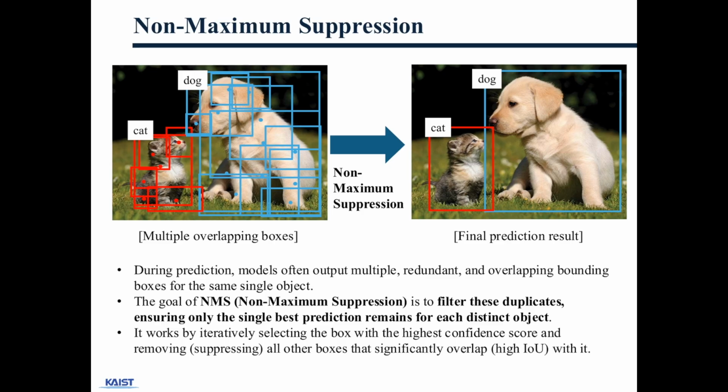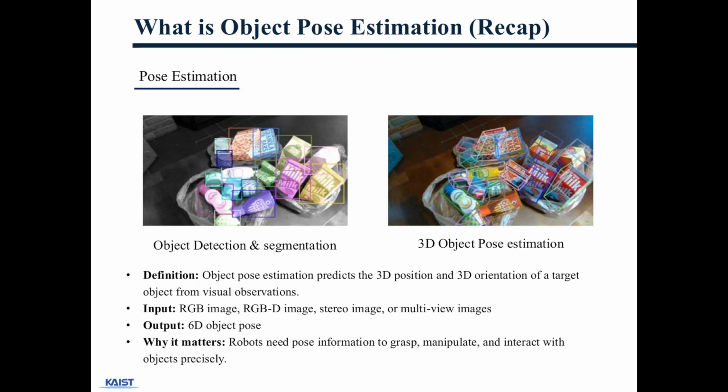The result is shown on the right. Instead of many overlapping boxes, we now have one clean box for the dog and one clean box for the cat. The important point is that NMS does not improve the neural network itself. It is a decision rule applied after prediction. But without NMS, the final detection output would usually be much less clean and much harder to use in robotics or other downstream applications.